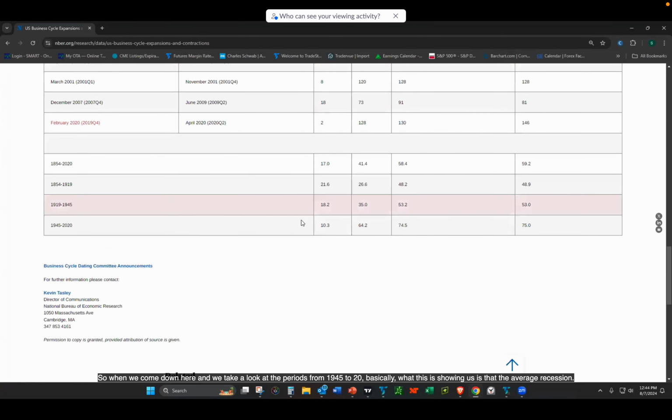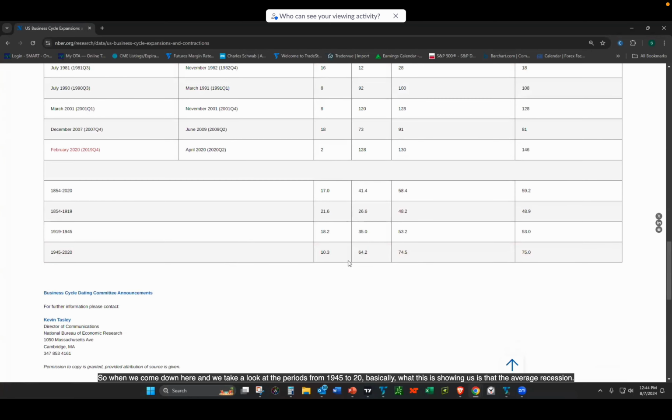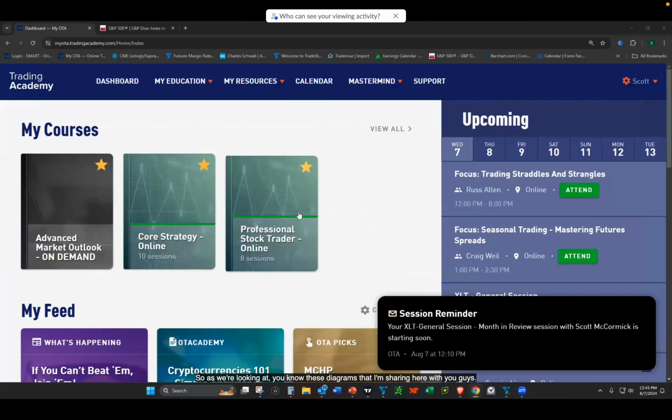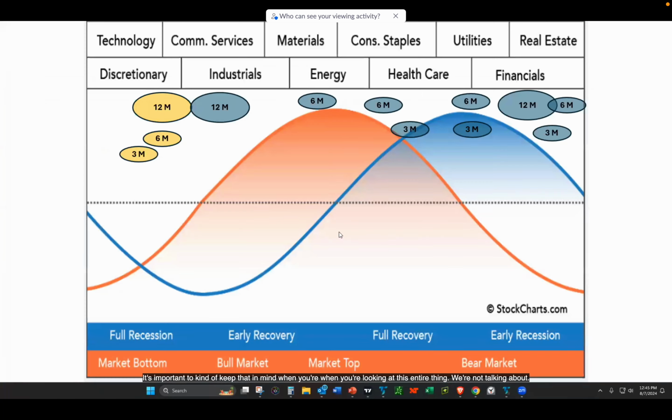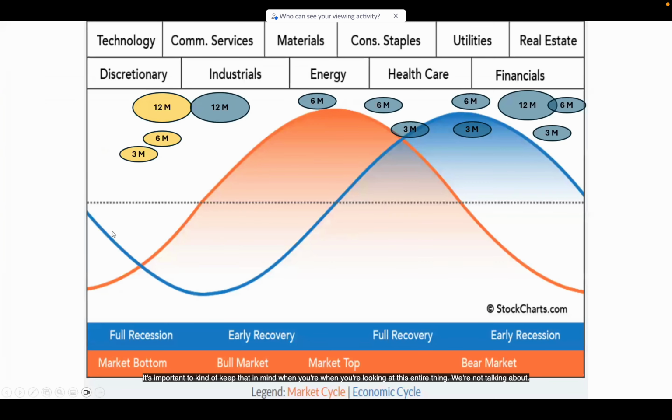So when we come down here and take a look at the periods from 1945 to 2020, basically what this is showing us is that the average recession since then, and of course some are going to be a little bit longer, some a little bit shorter, is 10 months. The average expansion has been 64 months, so just over 5 years. And then you have 74 months for the total cycle, which is about 6 years. So as we're looking at these diagrams that I'm sharing with you guys, it's important to keep that in mind when you're looking at this entire thing. We're not talking about weeks or months.